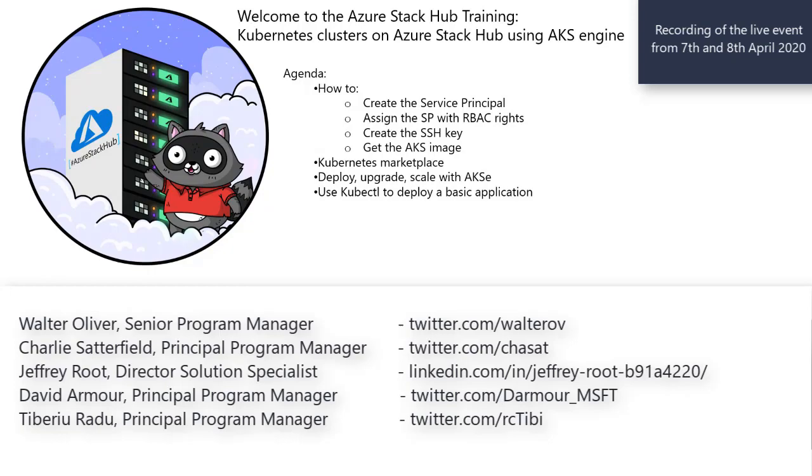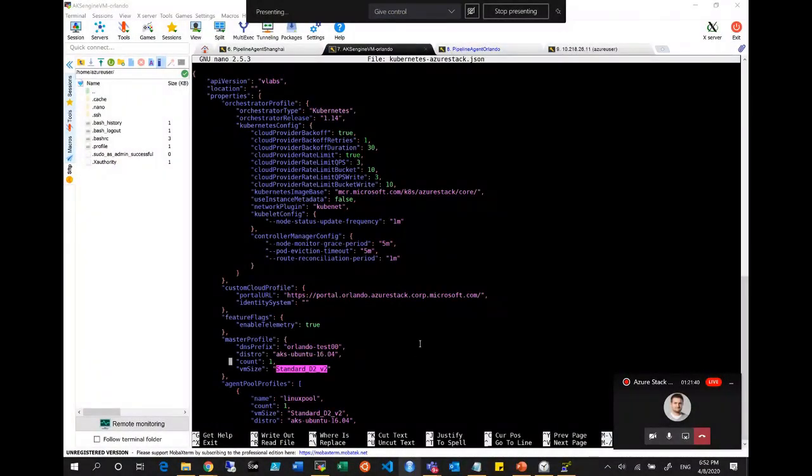So if we look at that JSON file, this is the JSON file that we were talking about before. We recommend you start with the standard D2v2 size. You likely can run it with smaller than that. We have not done testing running with smaller than that. So this is what we recommend to start with. Hopefully that answers the question.